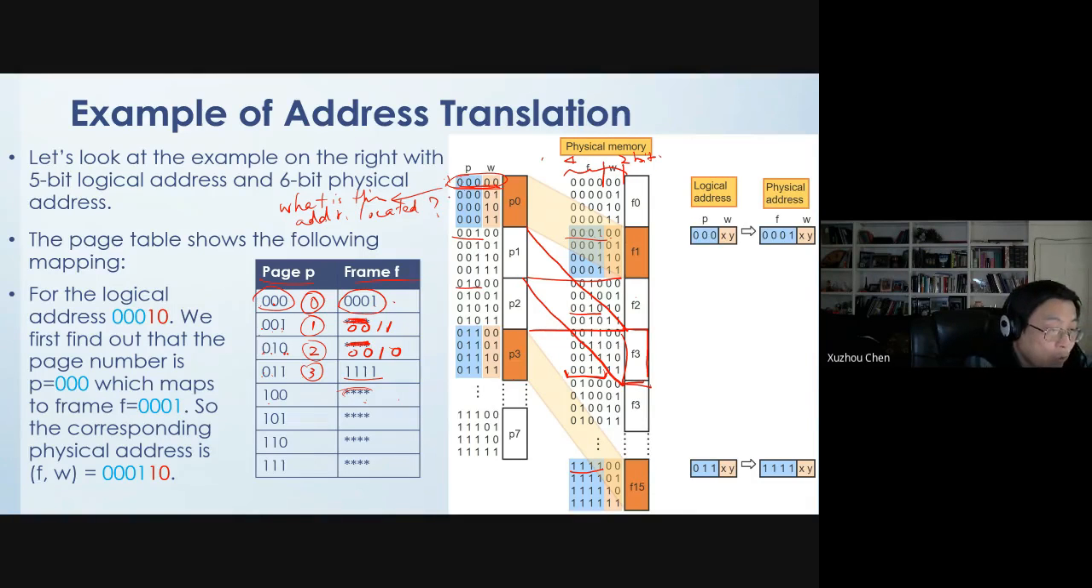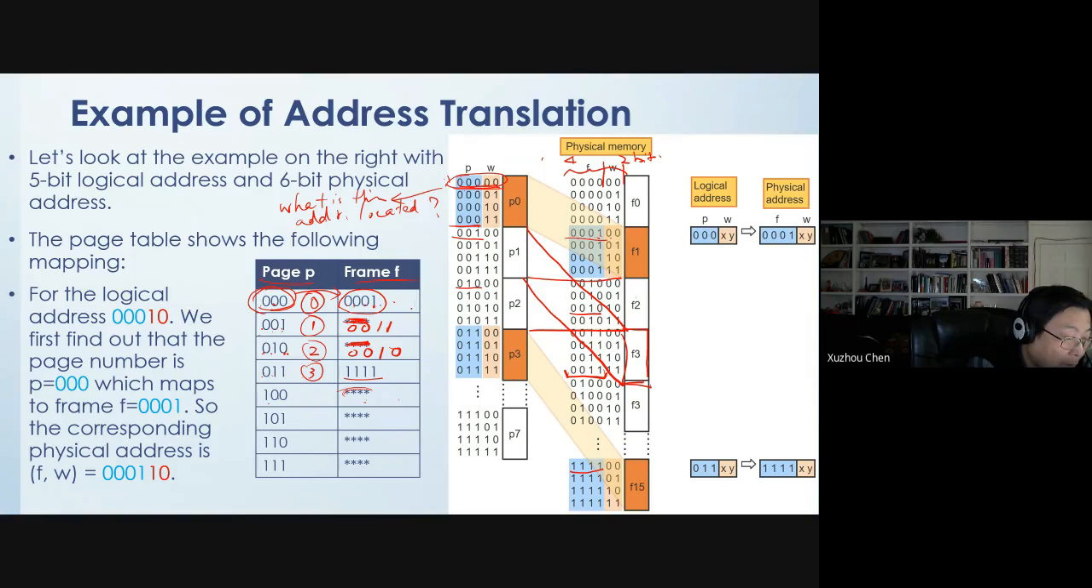Or I can say which page number, which page this address is located at. And then I find out, oh, that's page 0. Okay, look at page 0. What's the corresponding frame number? It's 00001. Okay, so I know it's in frame 00001.